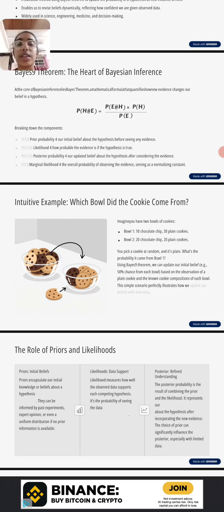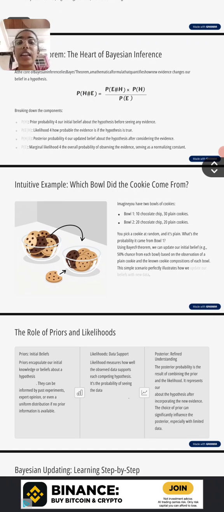P of H means prior probability, our initial belief about the hypothesis before seeing any evidence. P of E given H, the likelihood, is how probable the evidence is if the hypothesis is true. P of H given E, the posterior probability, is our updated belief about the hypothesis after considering the evidence. Next is P of E, the marginal likelihood, the overall probability of observing the evidence, serving as a normalizing constant.